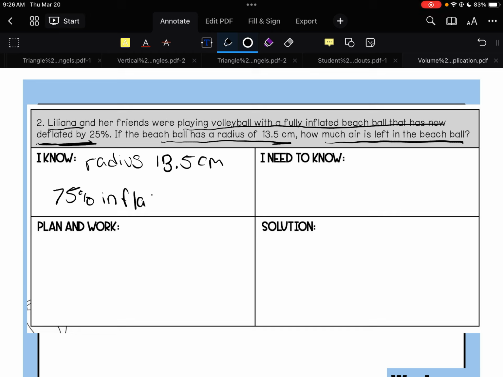inflated. And you may be asking, how do we figure that out? Because 100 minus 25 is equal to 75. So it was 100% inflated, it was fully, that means 100. And now it's deflated by 25%, so it's 75% inflated. We need to know how much air is left.